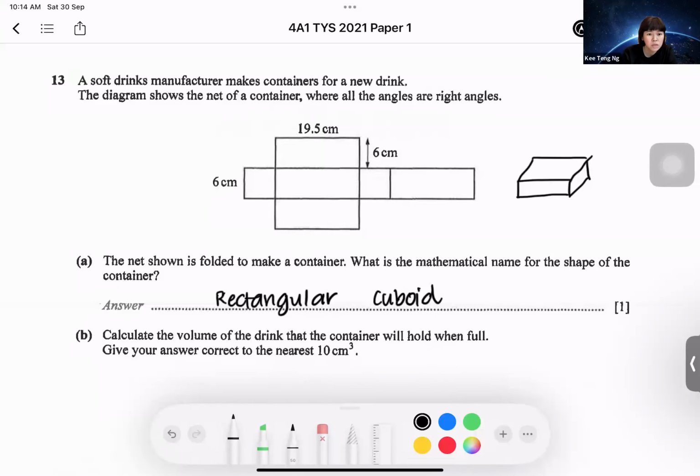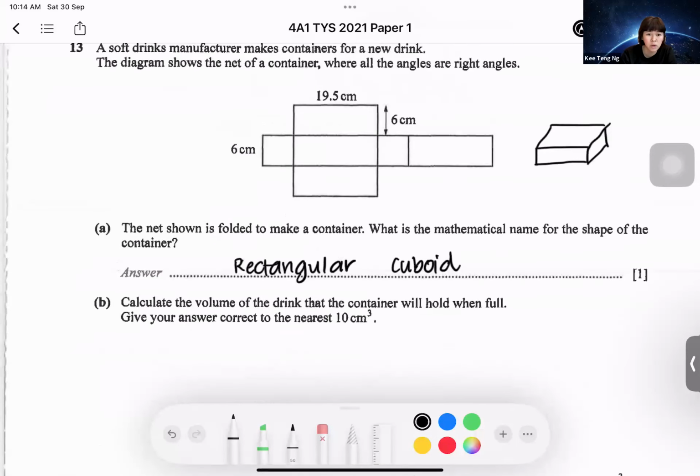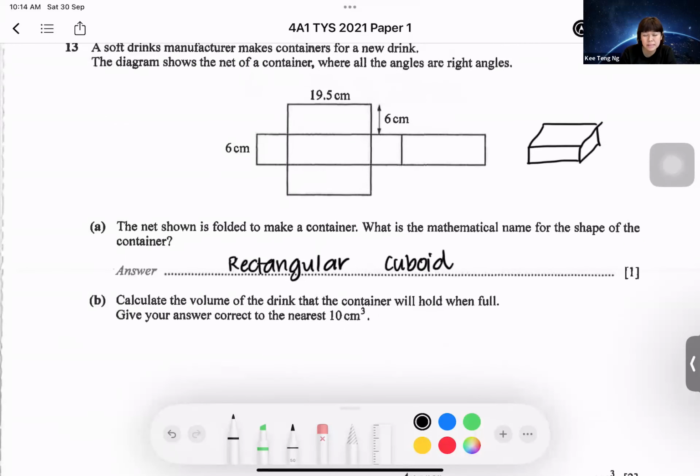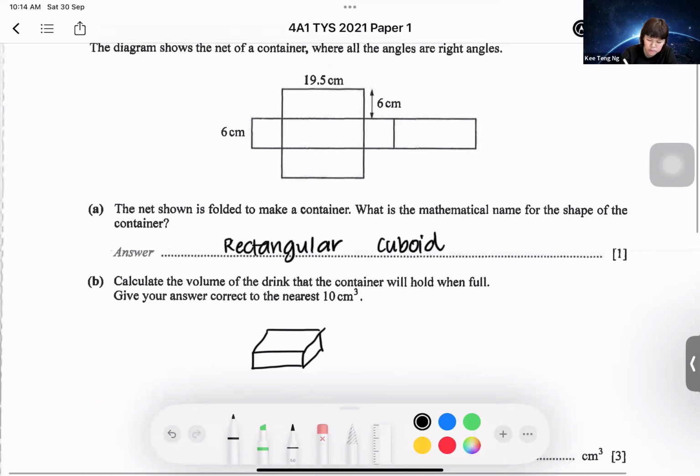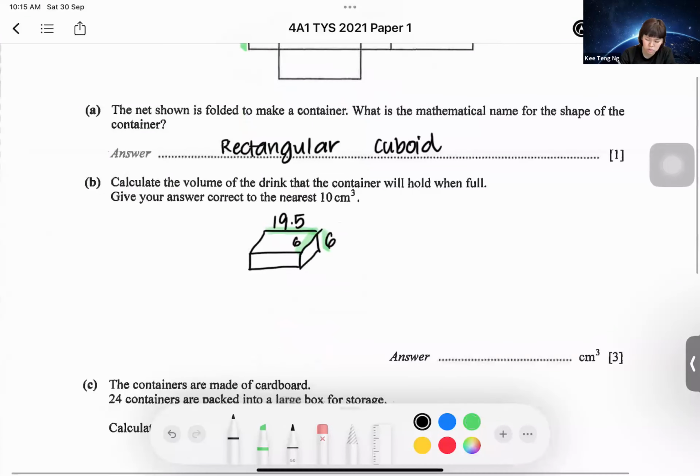Right, to calculate the volume of the drink that the container will hold when it's full, to the nearest 10 cm cube. So in this case, I have my cuboid here. Let us fill in the measurements for my cuboid. My length over here is 19.5 cm as shown here. Then this length over here is 6 cm as shown here. And the height over here is given to be this, so this height will also be 6 cm.